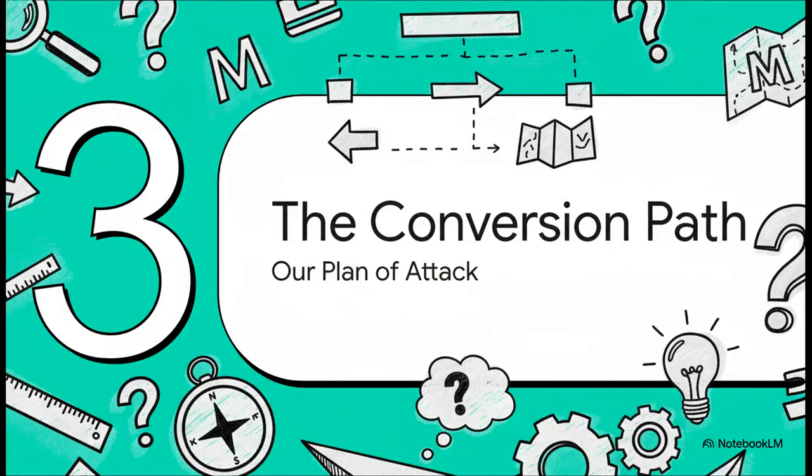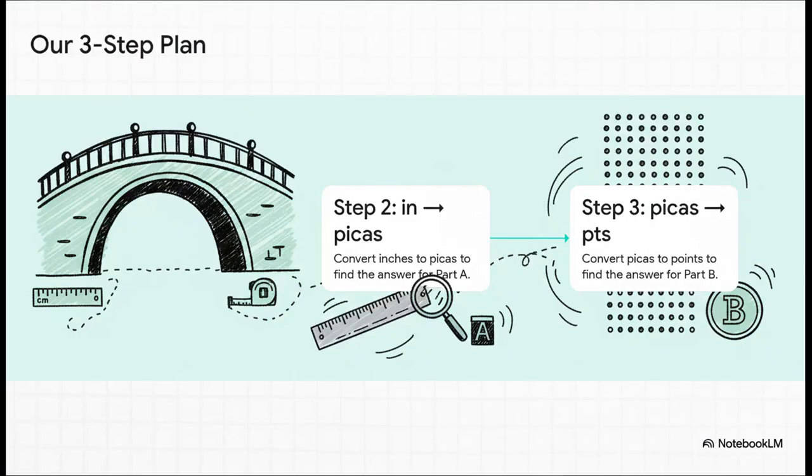Now that we have all our clues, it's time to build our roadmap. This is what I call the conversion path. It's our strategic plan of attack that will get us from the start to the finish without getting lost. Our strategy is a super clean 3-step chain. First, we're going to cross that bridge and convert our centimeters into inches. Then from inches, we'll convert to picas, and boom, that'll solve part A of the problem. And finally, we'll take that answer in picas and convert it into points, which will solve part B. See, it's a perfect logical flow.